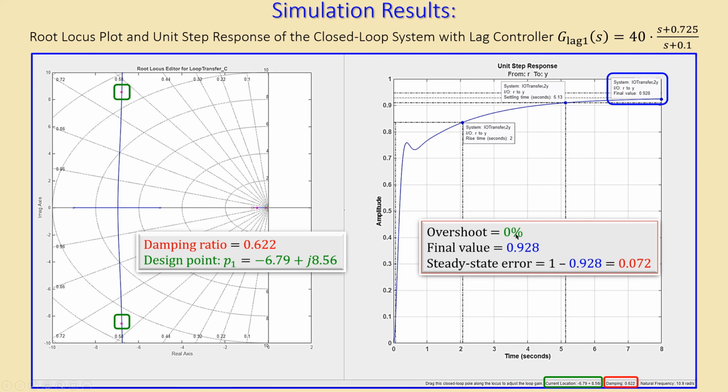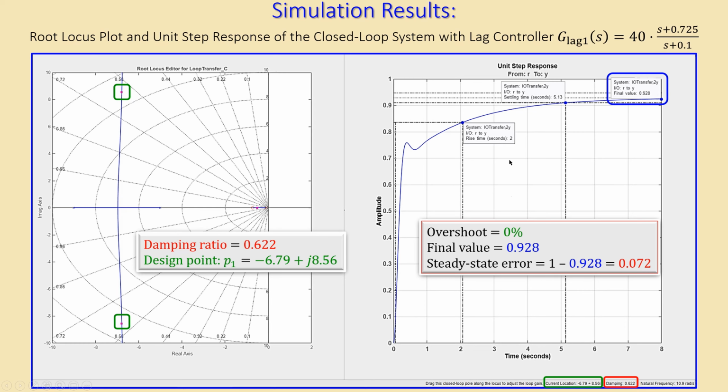But I can see that the settling time is now over 5 seconds, and the rise time is 2 seconds. So the settling time and also the rise time have increased a lot compared to the design with the P control. So I can see that this design, in terms of speed, is definitely not the best design. The final value is okay, and the error is now 0.072. It is 5 times less than what we had before with the P controlled design, but the speed is definitely not the best option here.